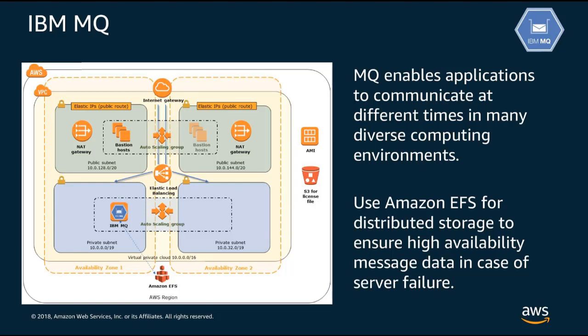In their quick start, the IBM Queue Manager is in an auto-scaling group, and in case of a failover, the MQ server is brought up in a separate AZ, but because that data is stored on Amazon EFS, nothing is lost, and the server carries on as if nothing has happened.